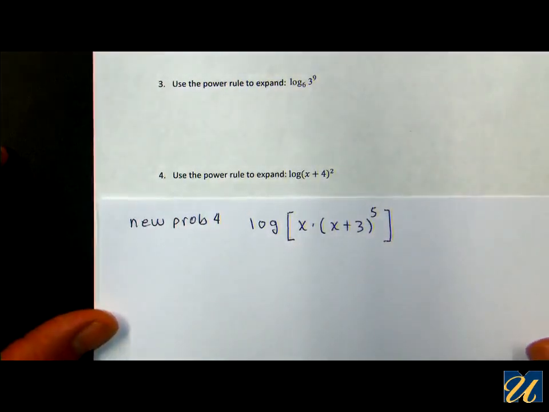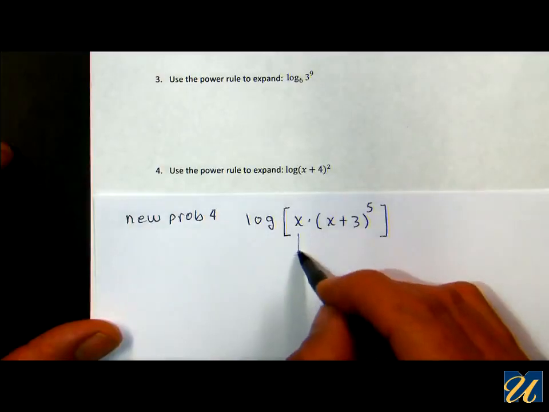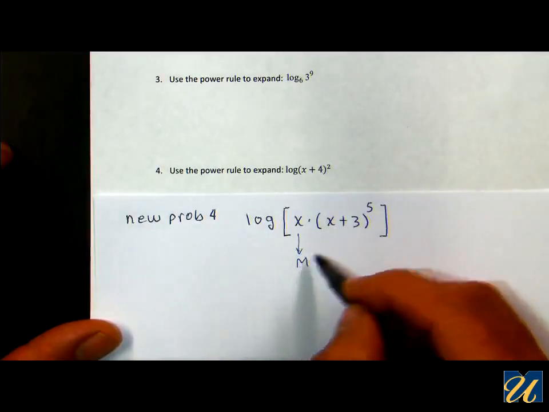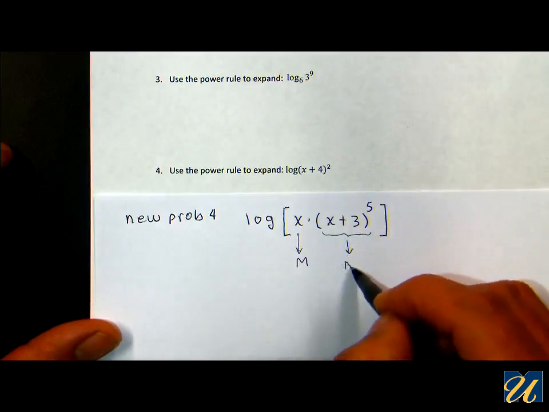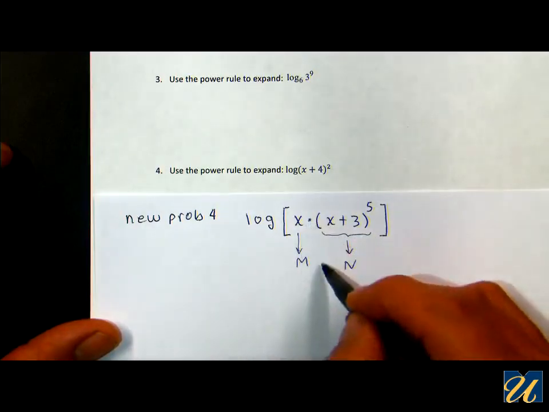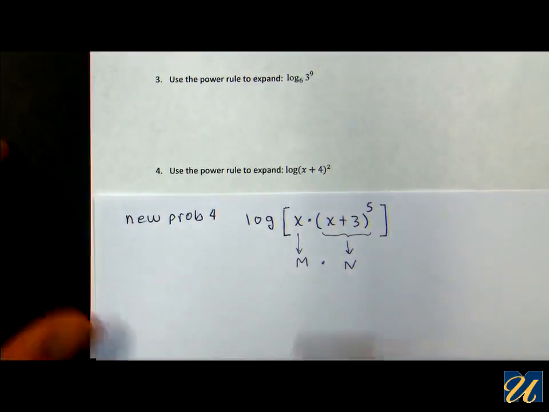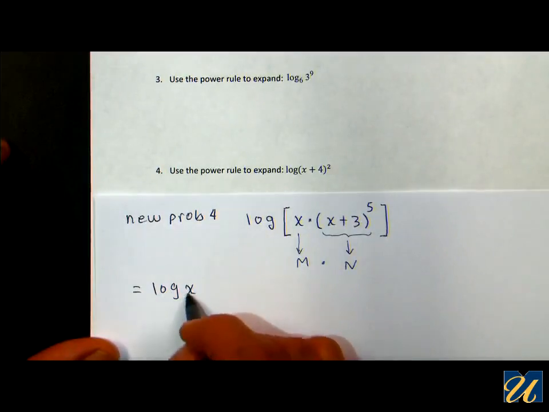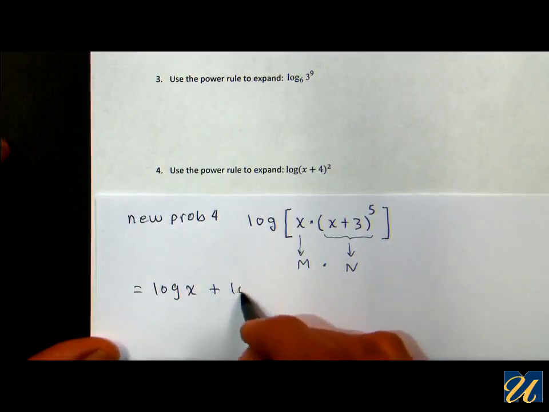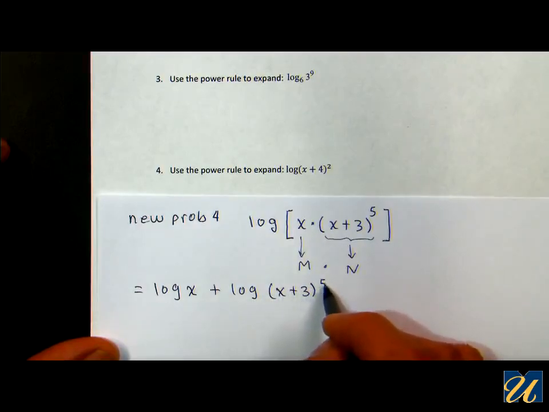Well, that's a big expression. So first take a look at what you have. This right here is m. This entire thing right here, that's n. And we have multiply in between, so we have log of a product. Therefore, the product rule applies. So this is equal to the log of the first piece plus the log of the second piece, x plus 3 to the power 5.